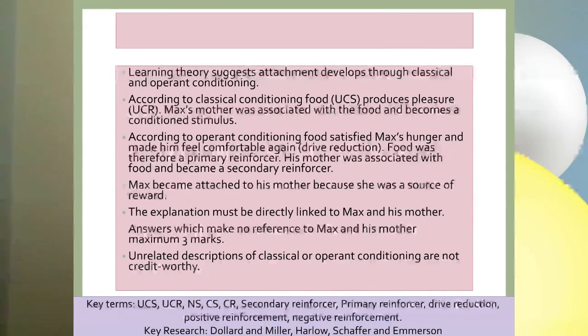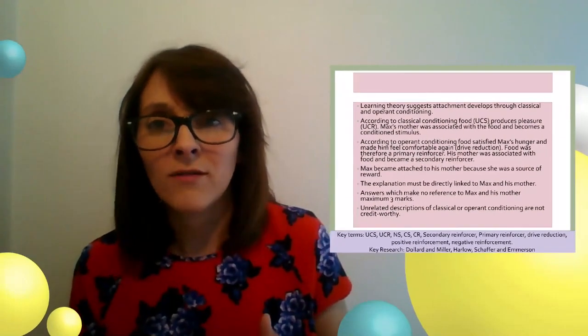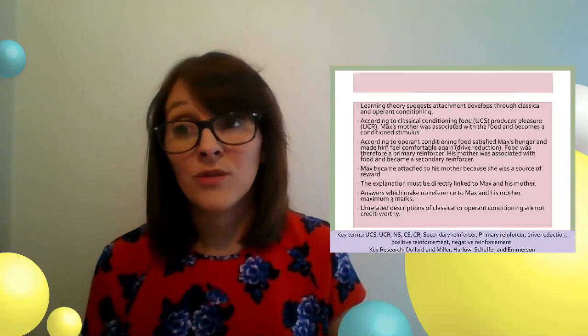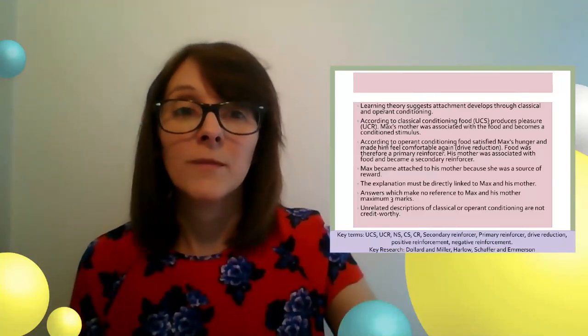Classical conditioning: food is the unconditioned stimulus, pleasure the unconditioned response. Max's mother was associated with the food, so becomes the conditioned stimulus. That's why an attachment forms between Max and his mother. Operant conditioning: Max feels hungry, and when he gets food it makes him feel comfortable again, so this focuses on drive reduction. Food was a primary reinforcer, his mother became a secondary reinforcer. So I guess that's another reason why I like drive reduction, because it's been used in a mark scheme before. So it is a good one to use with regards to operant conditioning.